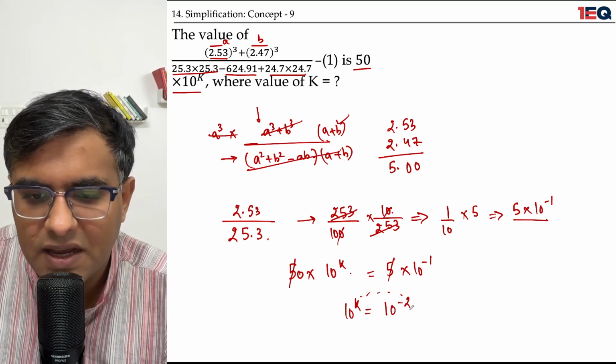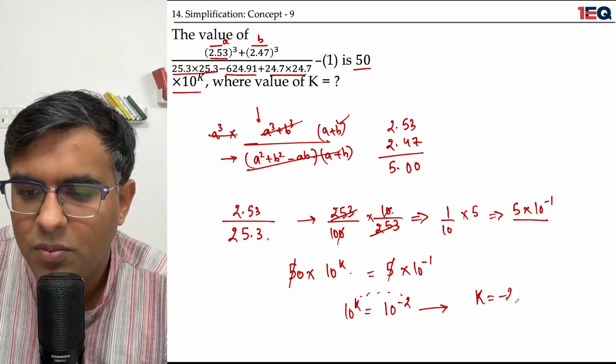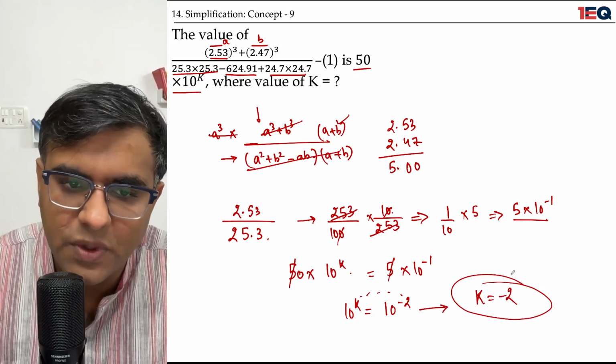So the value of k, as the bases are same, the powers would be equal. So the value of k comes out to be minus 2. So the value of k is equal to minus 2 in this equation.